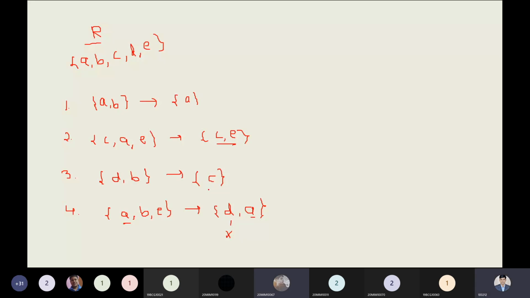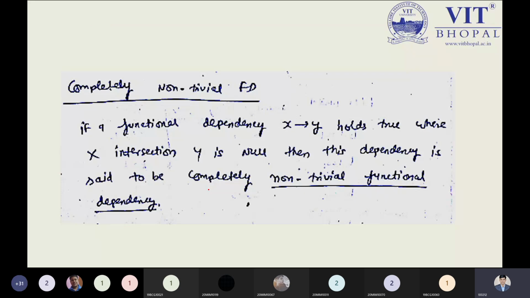No, sir, no doubt. Okay, good. After this point, we have a simple statement to keep in mind: a completely non-trivial functional dependency is saying that if a functional dependency X determines Y holds true where X intersection Y is null, then this dependency is said to be a completely non-trivial functional dependency. And this is to be done while maintaining your record.